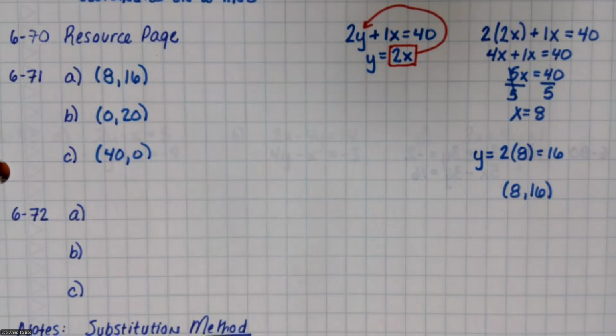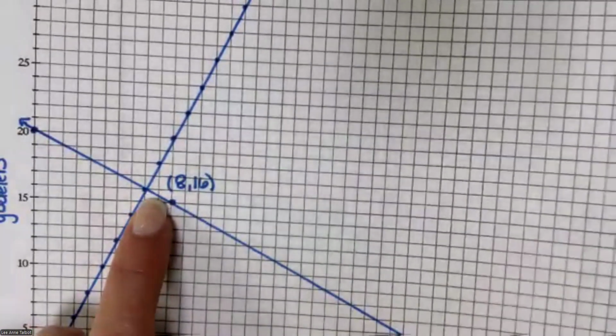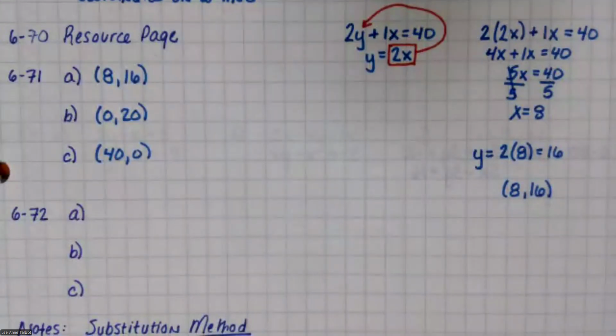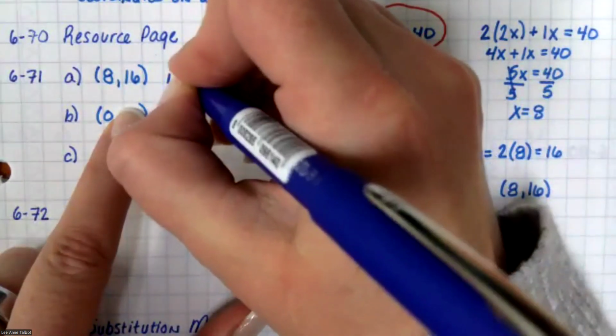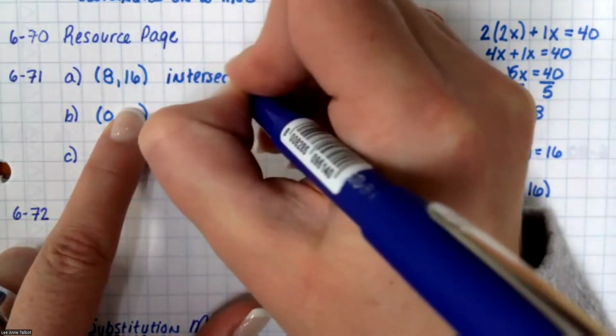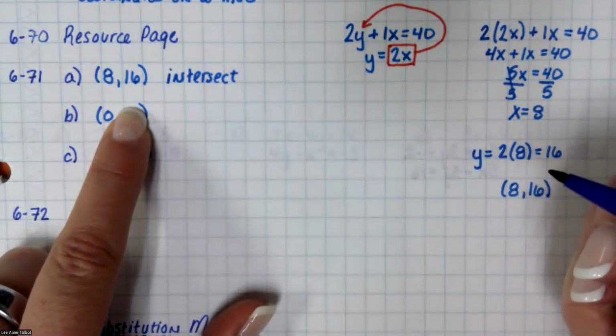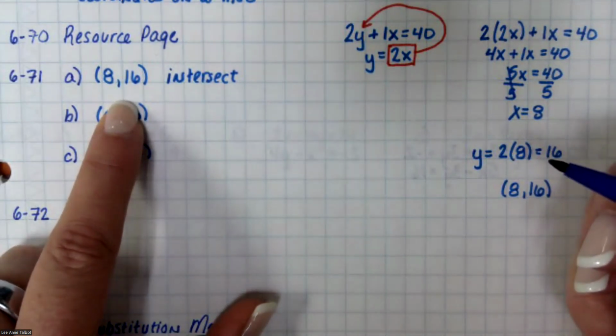And this particular problem is not a math problem. I know, this is a vocab problem. And we need to talk about it because when I graded your quizzes, there were a bunch of people using the wrong word. Okay, we're going to talk about that. This is a point of intersection. So this word is intersect. This is where they intersect each other.